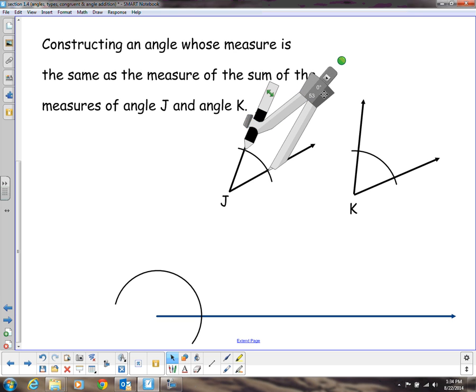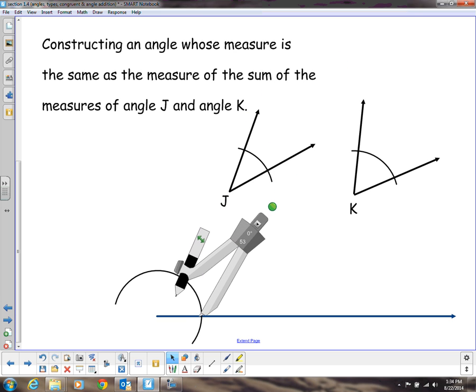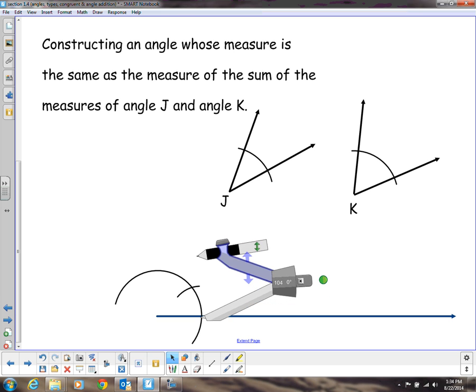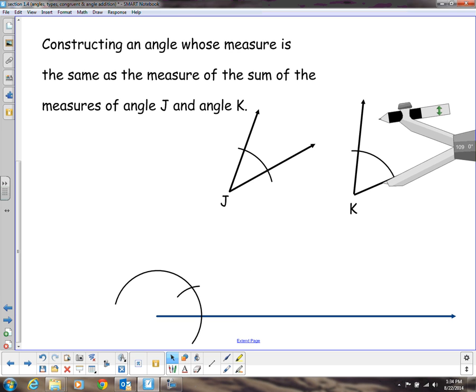All right. So now I'm going to come down here to this point of intersection, and I'm going to draw an arc. That is angle J. So now I'm going to come up and put my compass point here.